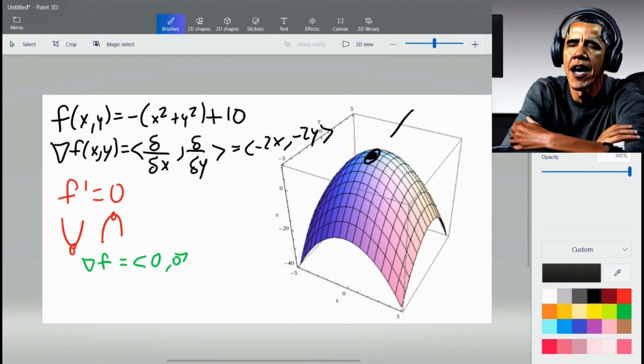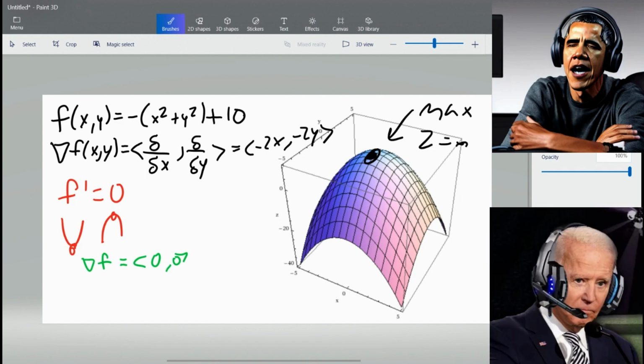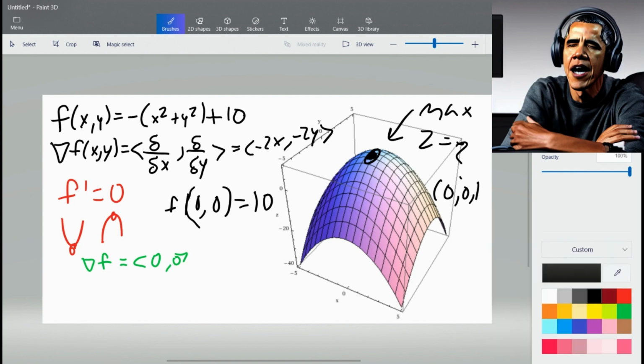Now, who can tell me the altitude or z value of this max? Would you plug 0 back into the original function? So f of x, y at 0, 0 equals negative 0 squared plus 0 squared plus 10, which equals 10. So the 3D coordinate of the max is 0, 0, 10. That's correct, Joe. See how we got all of that with just the gradient?